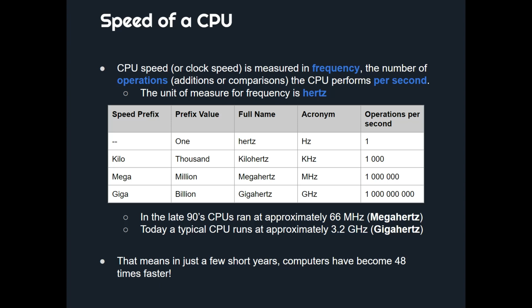In the late 90s, CPUs ran at approximately 66 megahertz. This is actually a computer that I worked on when I was your age in my grade 11 programming class. Actually, it was 33 megahertz, and the only way you could get it up to 66 megahertz is if you pushed that big button on the front that said turbo. Of course, when you did that, it made the computer sound like a jet landing, but that's the way it goes. Today's computers typically run at about 3.2 gigahertz. So we have 66 megahertz, so million operations per second, versus 3.2 billion operations per second. That's a huge difference. It's about 48 times faster in just a few years. That's not too bad of an increase.